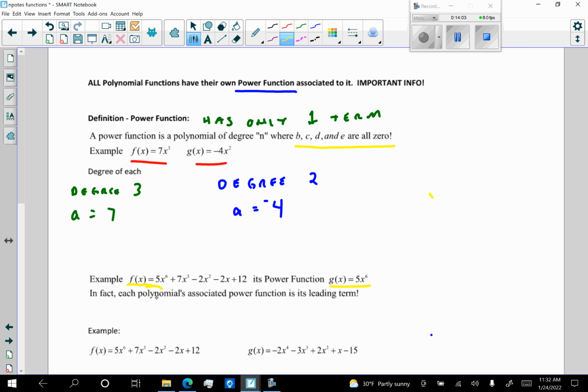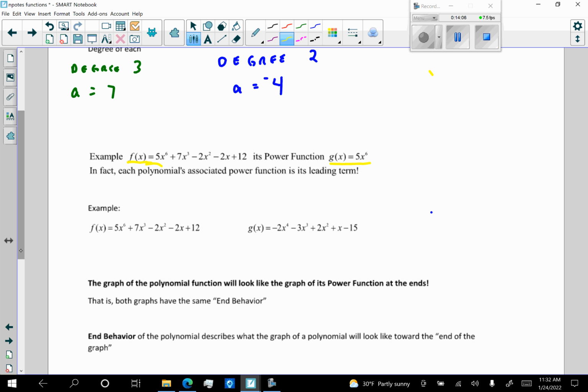So let's name these power functions, and then we'll get into more detail about the power function. We can't really name them f. We're going to name it f with a subscript. The power function here is going to be 5x to the 6th. That's the power function for that function. Keep in mind, a power function only has one term. A polynomial's power function is its leading term.